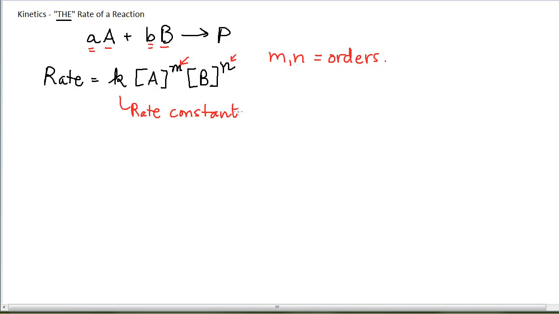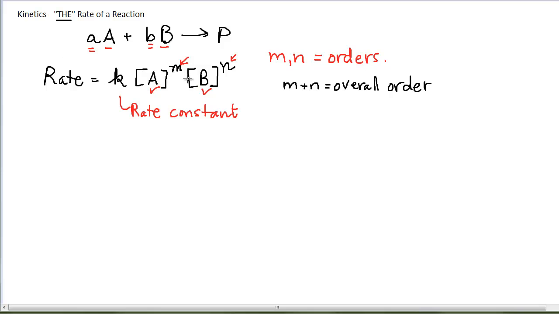So k is called my rate constant, and it's experimentally determined. m and n are the individual orders, and if I add all of my orders, I have what's called an overall order. The beautiful part about this equation is if I know experimentally what my rate constant and my orders are, then I can predict what the rate of the reaction would be given various initial concentrations of my reagents. And that's kind of useful. There are other uses for it. We'll talk about it as we develop the material more.